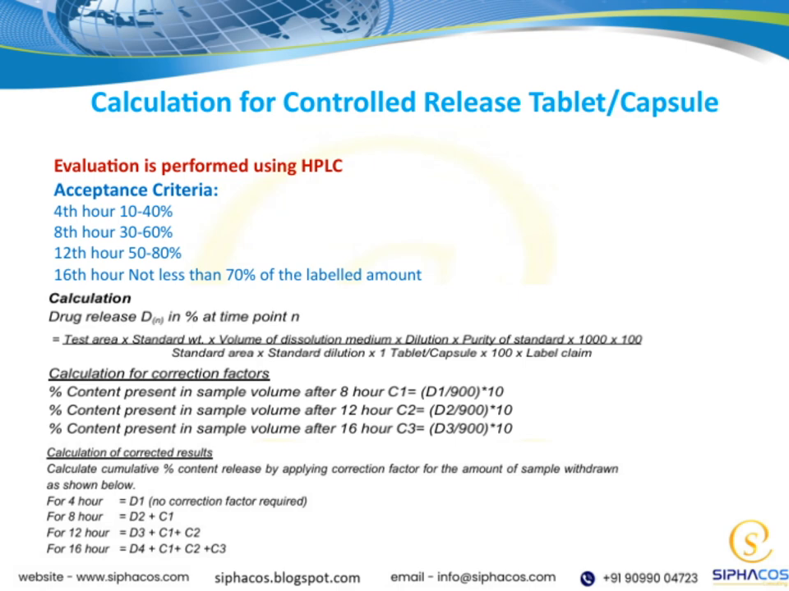These criteria help us confirm that the drug is released gradually over time, maintaining therapeutic levels without causing spikes or drops. When calculating the release for a controlled release tablet or capsule, it's important to compare these measured values against the specified acceptance ranges. This way, we can determine if the formulation performs as intended and meets quality standards. In essence, this evaluation process is crucial for ensuring our controlled release products deliver consistent, effective dosing throughout their intended release period.